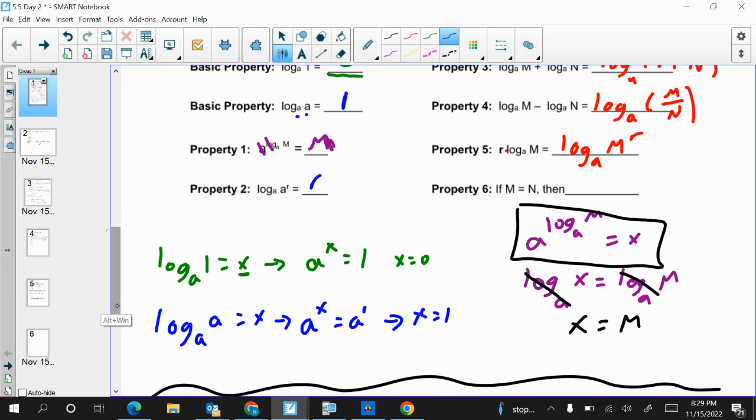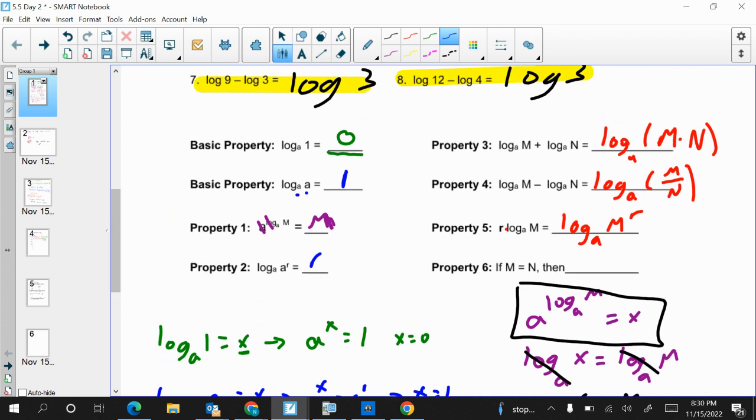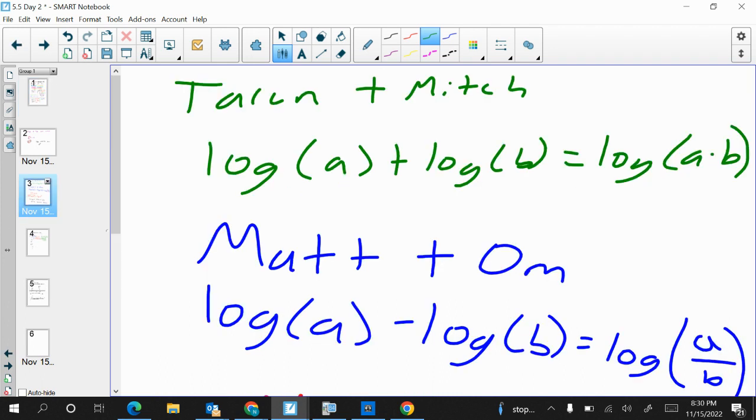Whichever way you want to do it, I think this is an okay way, but you have to remember that fact. I like this way because you don't have to remember anything except for the rule of how we switch between logs and exponents. Right? And the last one's not super interesting, but if m equals n, then the log of m equals the log of n. All right? Sometimes comes in handy. All right, but those are your basic properties.